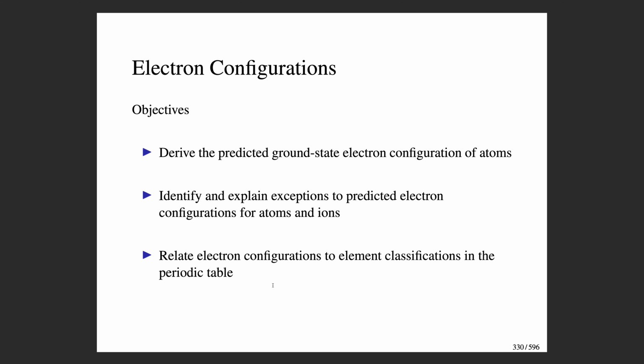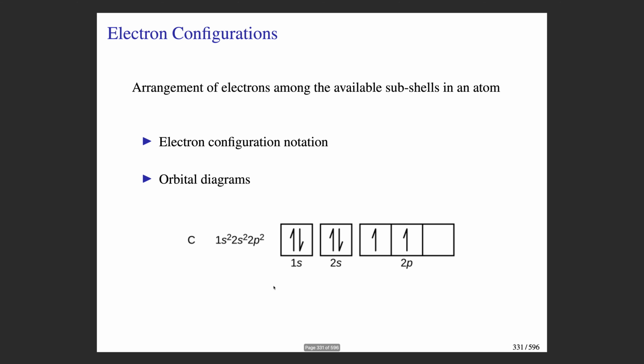Okay guys, in this video we're going to be talking about the electron configuration of many electron atoms. We're going to explore how electrons fill up the different atomic orbitals for various atoms, and this is what's called the electron configuration. The electron configuration refers to the arrangement of electrons among the available subshells within an atom. We're going to be learning the so-called electron configuration notation.